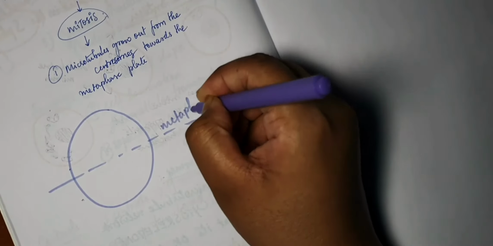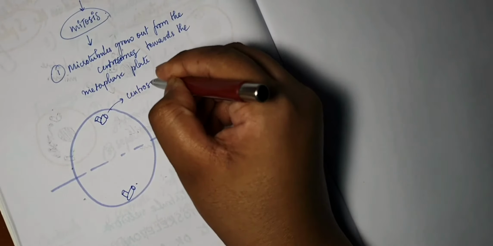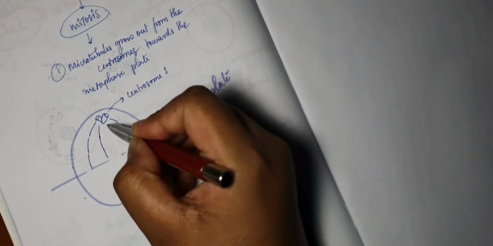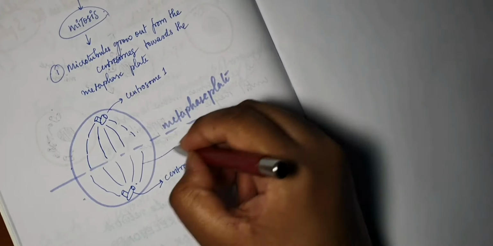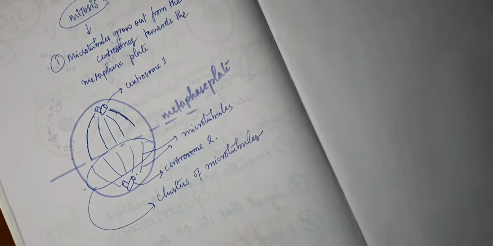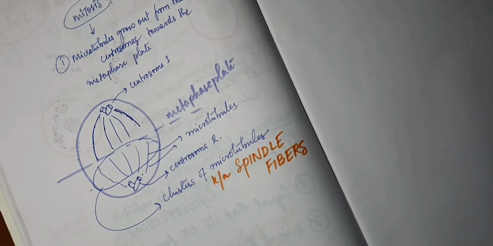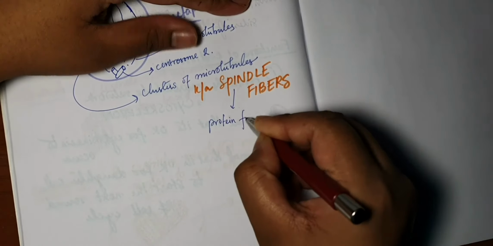The metaphase plate is an equidistant line from the poles of the cell. So we have one centrosome at that pole, another centrosome at this end, and between them an equidistant imaginary line is the metaphase plate. And the microtubules are growing towards that. Now we have clusters of microtubules growing away from them. Those are called spindle fibers.